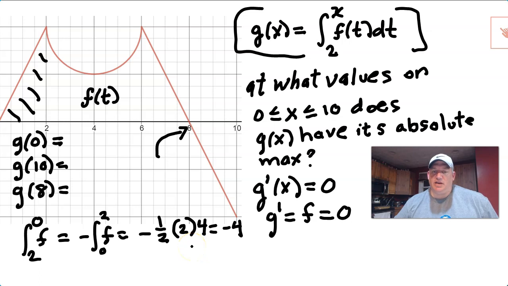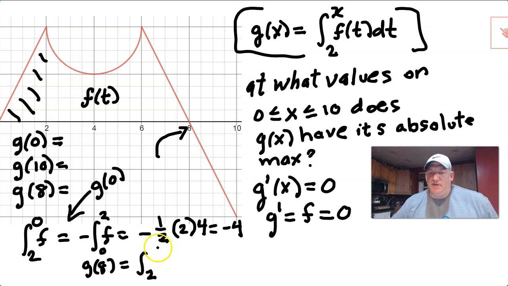We also need to check g of 10. We'll do that one last, because we can just take g of 8 and add that last piece. Let's find g of 8. G of 8 is measured from the lower limit 2. So this is g of 8. Let me establish that, g of 8. And this one here, I guess we'll call, this was g of 0. G of 8 is going to go from 2 to 8 under f. So we're going to be looking at this going from 2 to 8.